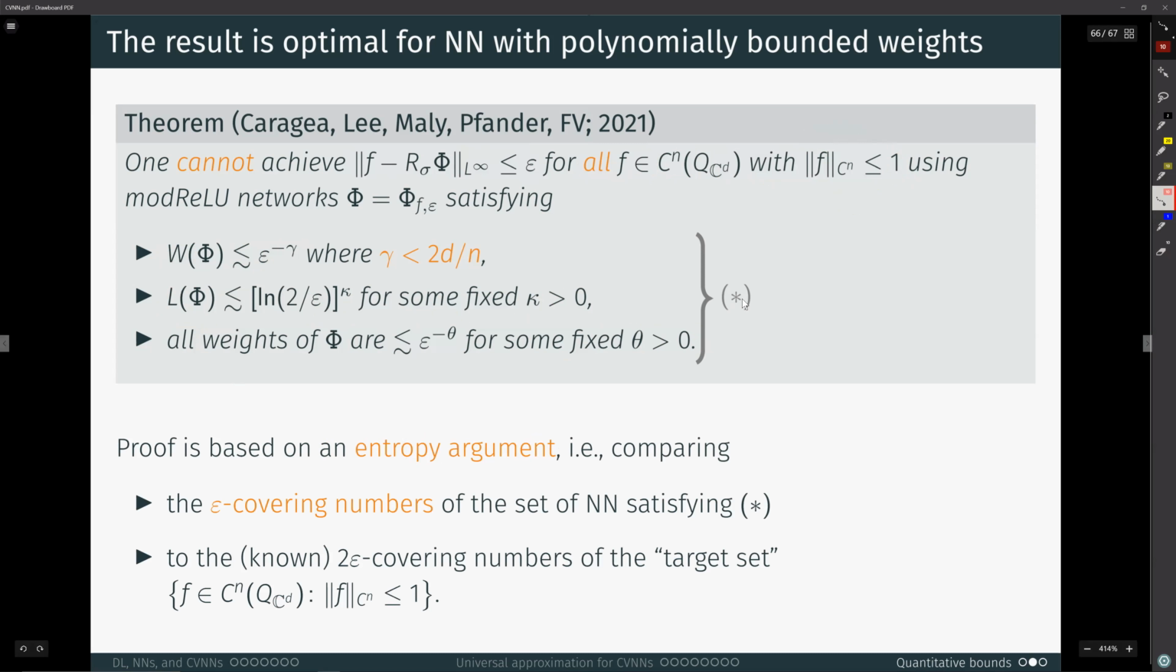So what we do is we bound the covering numbers of the set of all such networks. And we know already how the 2 epsilon covering numbers of the set of target functions behave. So now if you could approximate all functions f in the target set this well, and you could cover the set of all networks by, let's say, 50 balls of radius epsilon, then you could cover the set of all target functions also by 50 balls of radius 2 epsilon. Right? And by putting all these observations together, you get this kind of result.